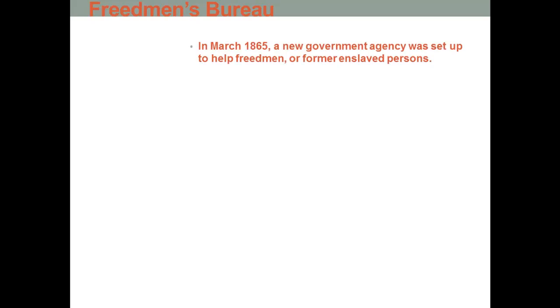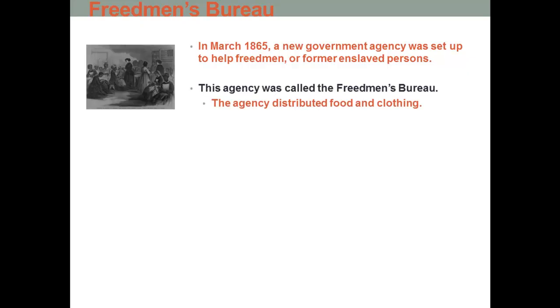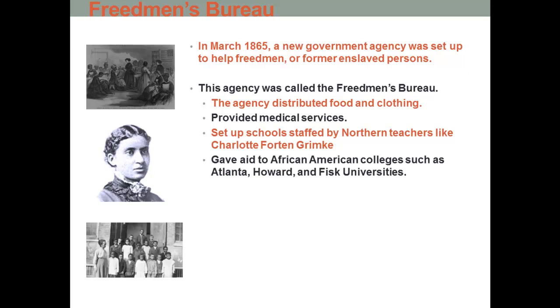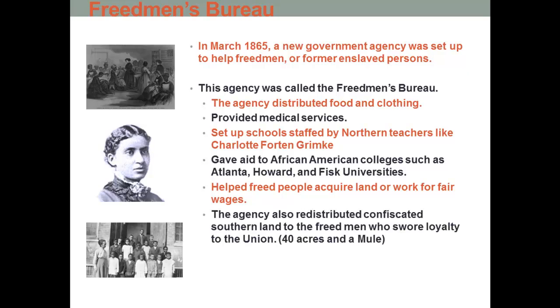In March of 1865, a new government agency was set up to help freedmen or former slaves. This agency was called the Freedmen's Bureau. The agency distributed food and clothing, provided medical services, set up schools staffed by Northern teachers like Charlotte Grimke. They gave aid to African American colleges such as Atlanta, Howard, and Fisk universities, helped people acquire land or find work for fair wages. The agency also redistributed confiscated Southern lands to the freedmen who swore loyalty to the Union. Their motto was 40 acres and a mule.